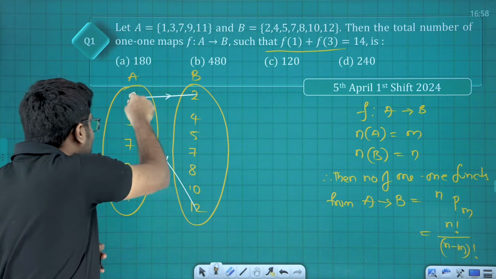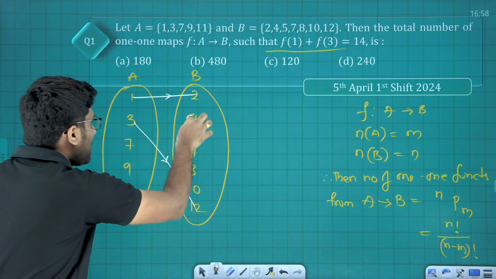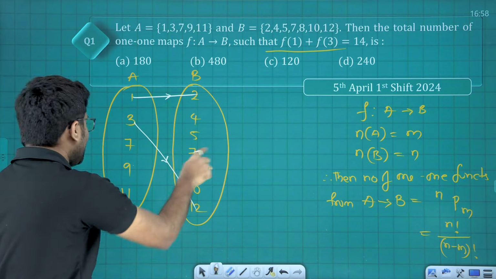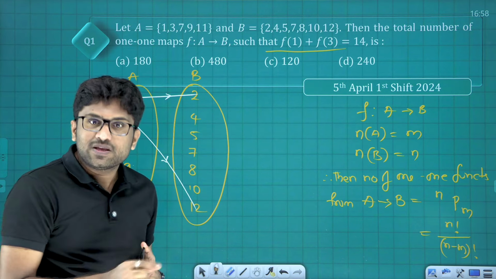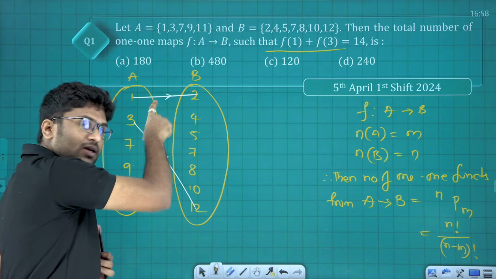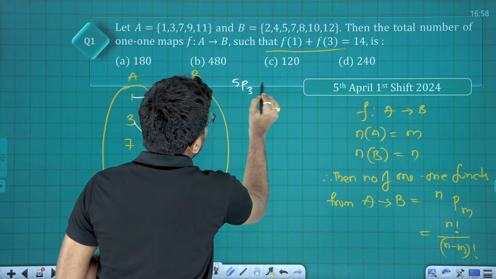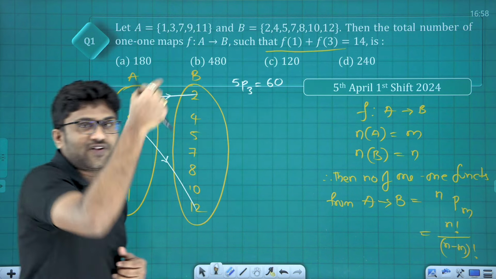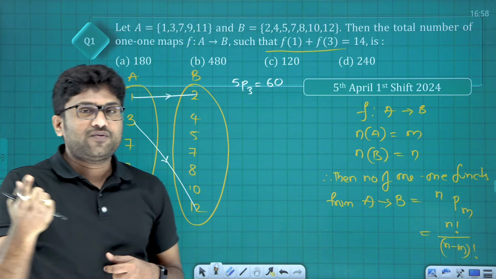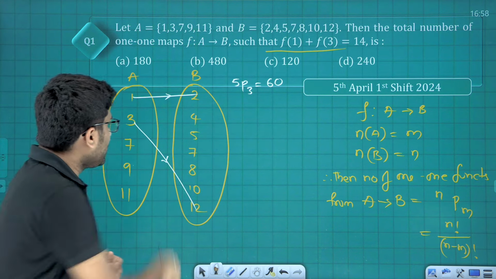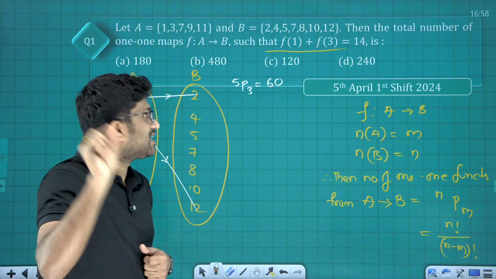Now we'll fix these two. Now remaining we have 5 elements in set B and 3 elements in set A. When we are fixing these two, the number of 1-1 functions in this case is 5P3, which is equal to 5 factorial divided by (5 minus 3) factorial. So 5 factorial by 2, 120 by 2, 60. Clear? So in this case we have got 60 functions.